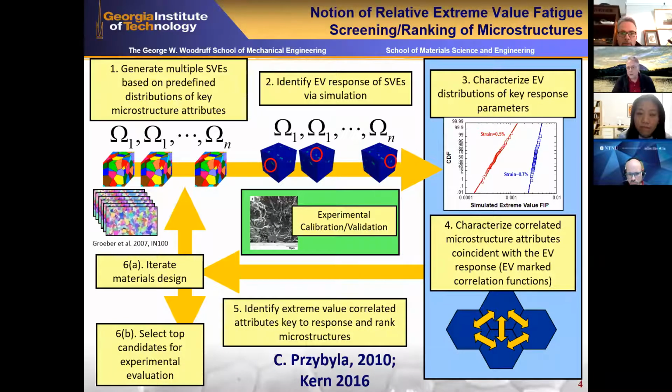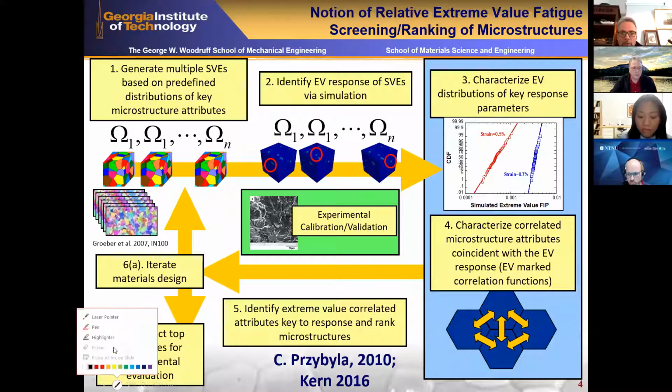About 10 years ago, a student of mine, Craig Przybyla, who's now with the Air Force, generated this in his PhD thesis. It's the materials design development role of extreme value fatigue simulations to understand minimum lifetime, to rank order microstructures with regard to minimum lifetime.